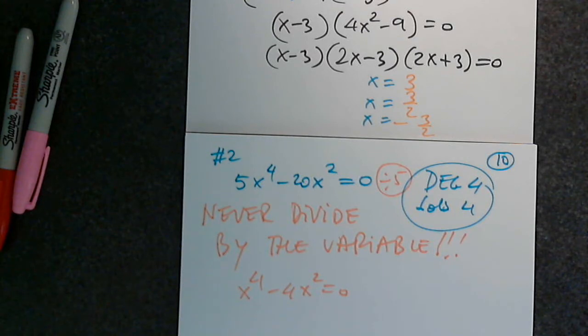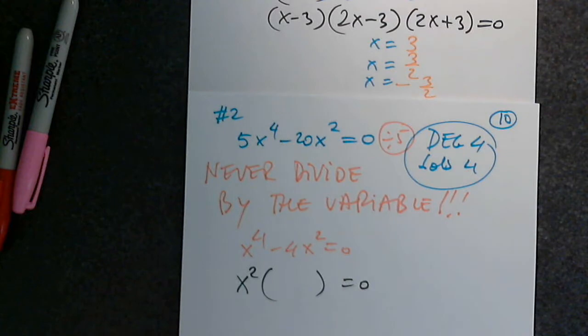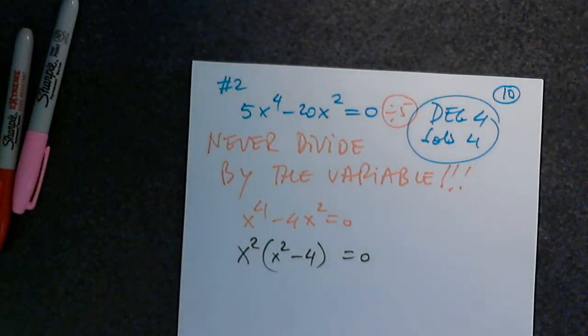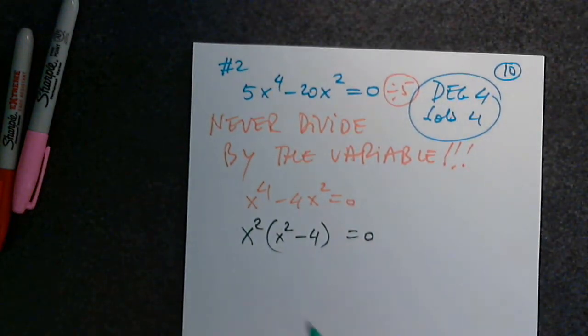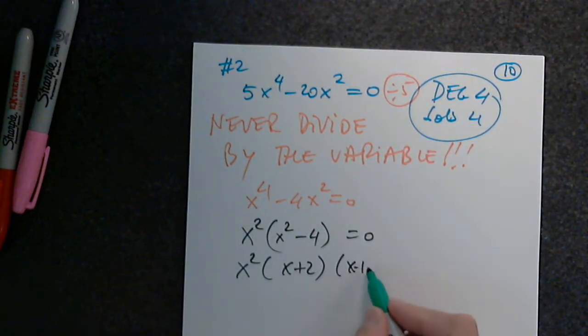Good. It's a binomial. It's in descending order. Greatest common factor? Perfect. What is left in parentheses? How do I factor x squared minus 4? x plus 2, x minus 2. Excellent. Well done.